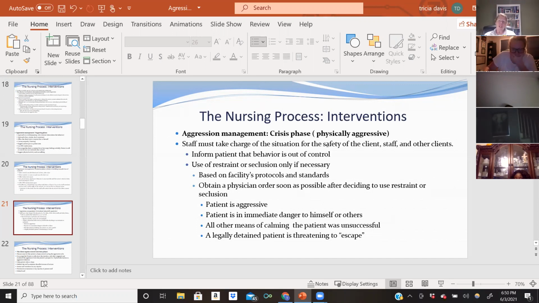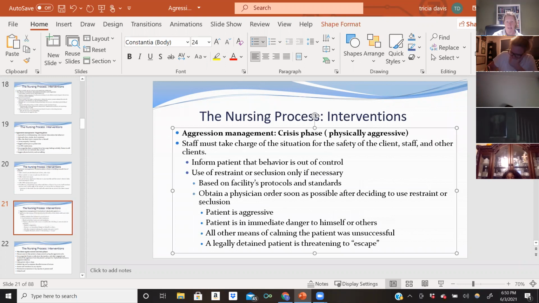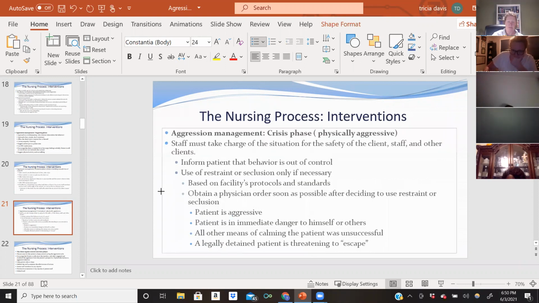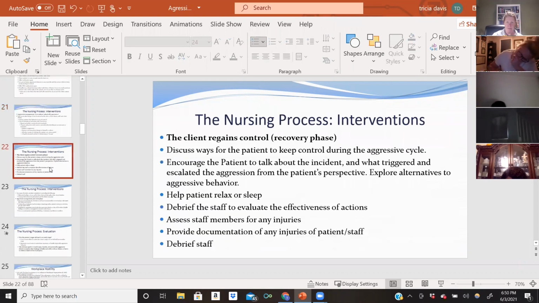You would only use restraints or seclusion if your patient is very aggressive and there is an immediate danger to himself or others, if all other means of calming the patient were deemed unsuccessful, or if a legally detained patient is threatening to escape. Sometimes people will say, I'm not staying here anymore, I'm leaving. Then that would be an opportunity for you to restrain them.